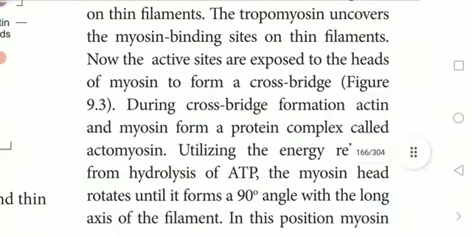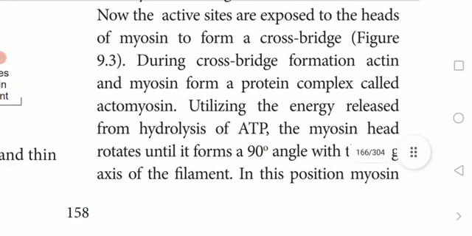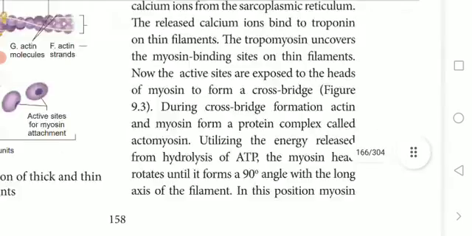During cross bridge formation, actin and myosin form a protein complex called actomyosin. Utilizing the energy released from the hydrolysis of ATP, the myosin head rotates until it forms a 90-degree angle with the long axis of the filaments in these positions of myosin.